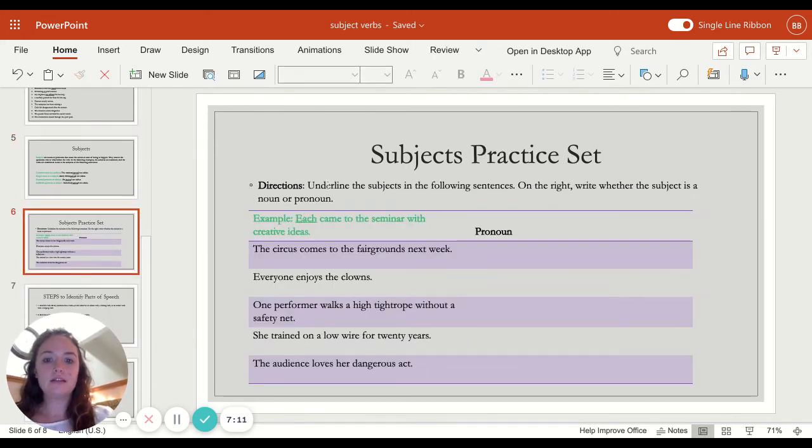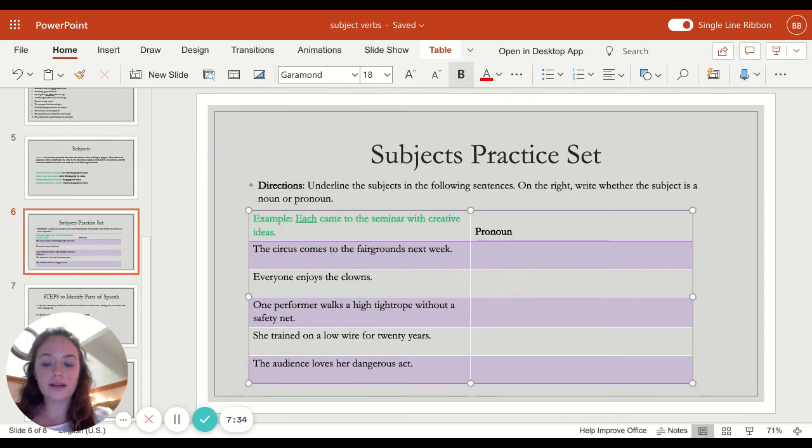subjects. So underline the subjects in the following sentences. On the right, write whether it is a pronoun or a noun. Okay? So the circus comes to the, example. Each came to the seminar with creative ideas. So came is our verb, right? You can come somewhere, go somewhere. So that is our verb. Who came? Each. So each is our indefinite pronoun, right?